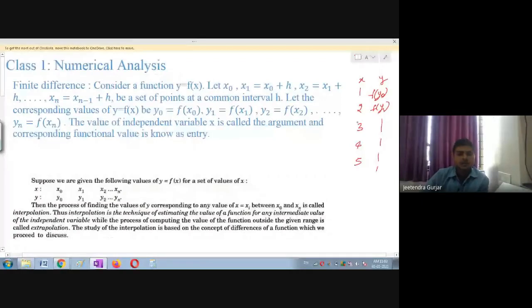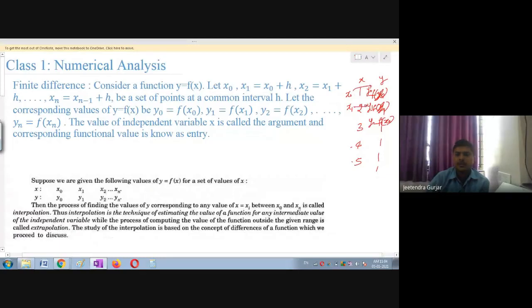Here I would like to tell you that whatever the first value we are going to take, we are going to call this x0. Next is x1, next is x2, and so on. So what are the corresponding values? That is y0. So this is our y0, which is equal to f of x0. y1 is f of x1. So here we have y2, which is equal to f of x2, and this will continue. So here corresponding values we get.